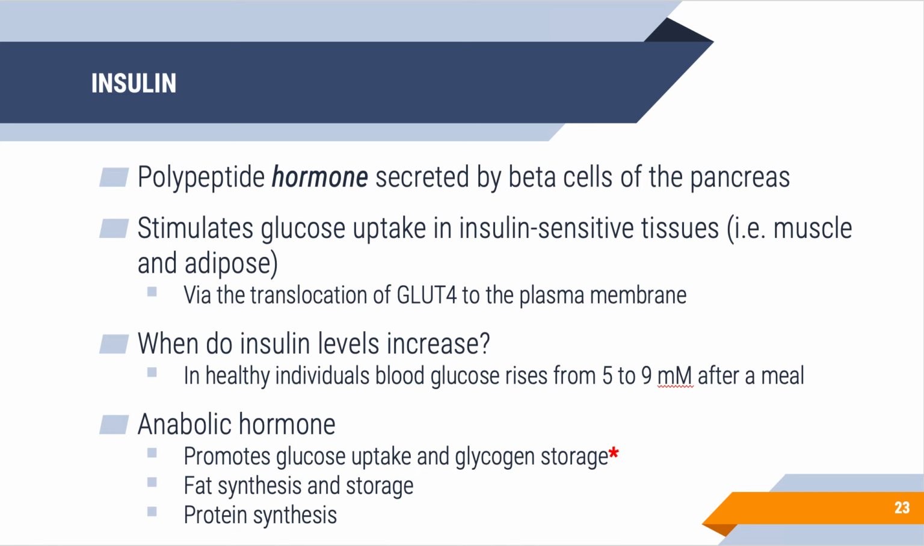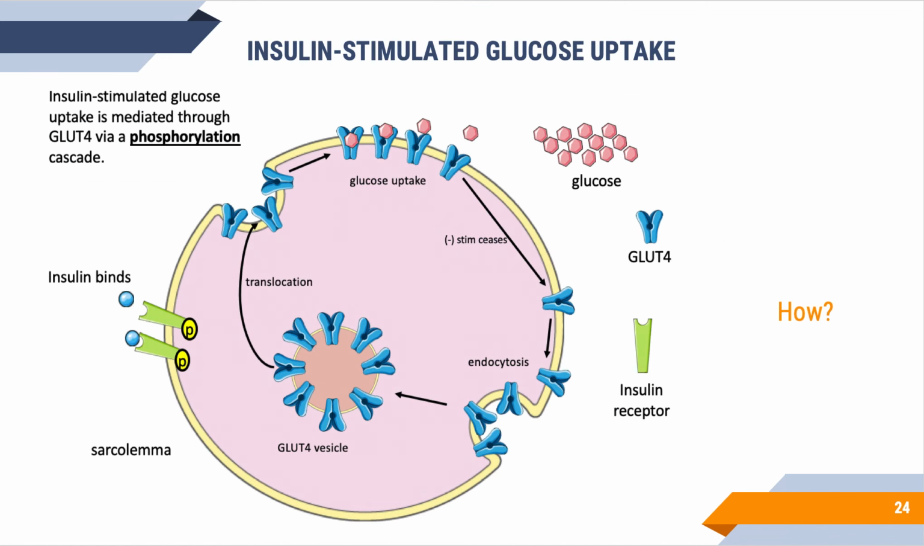So when would we see increased insulin levels? In healthy individuals, blood glucose should rise after a meal, from about 5 millimoles to 9 millimoles. In diabetics, it can rise up to 20 millimoles, and we'll discuss the pathology of diabetes in a few slides. Insulin is an anabolic hormone, and what we're really focusing on in today's lecture is the idea that it promotes glucose uptake and glycogen storage. In the coming weeks, we'll see how insulin can promote fat synthesis and storage as well, and protein synthesis too.